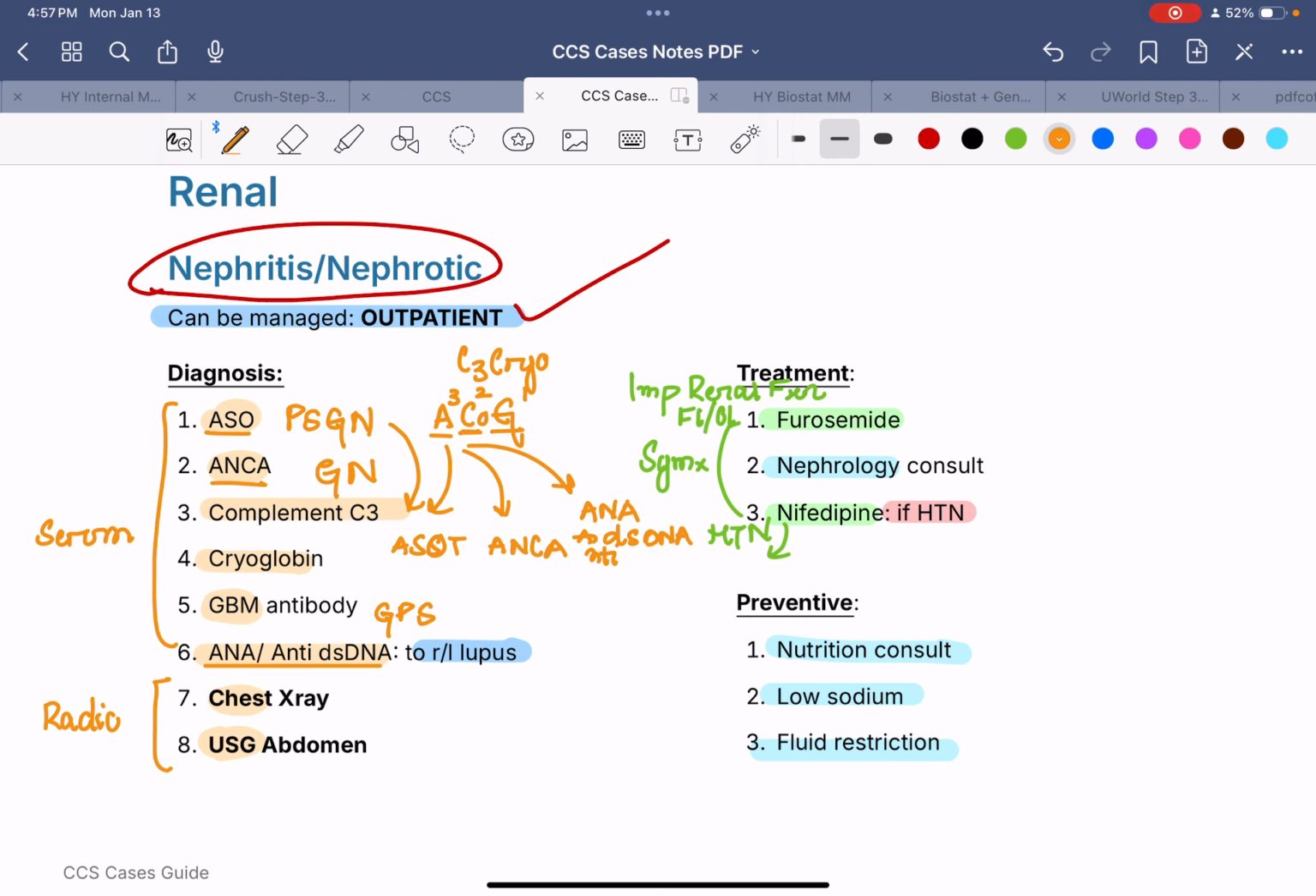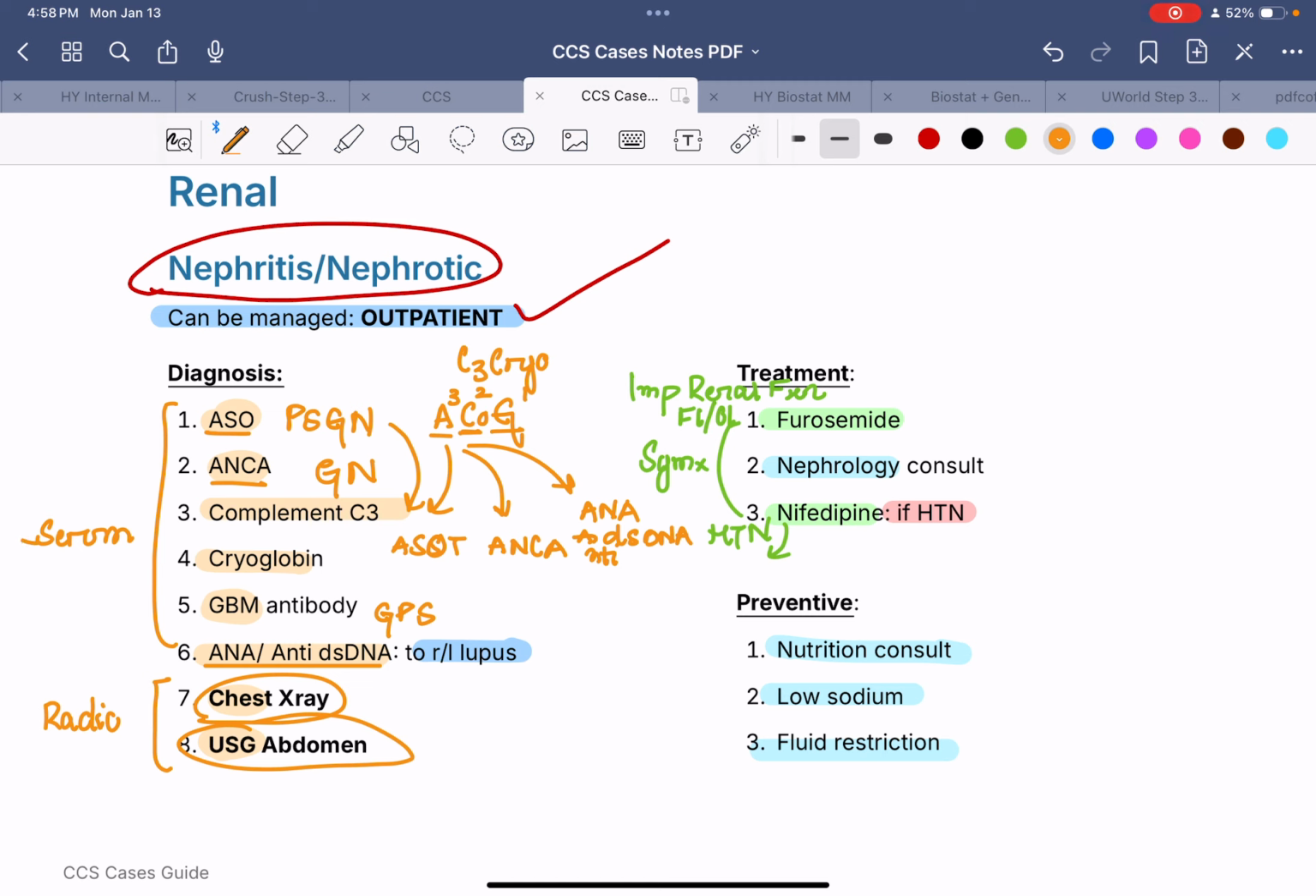The most basic test for the chest can be chest x-ray, and the most basic test for the abdomen can be ultrasound of the abdomen, right? So anything that's wrong with the abdomen or anything that's wrong with the chest, for example in vasculitides, can be ruled out with chest x-ray and ultrasound abdomen.